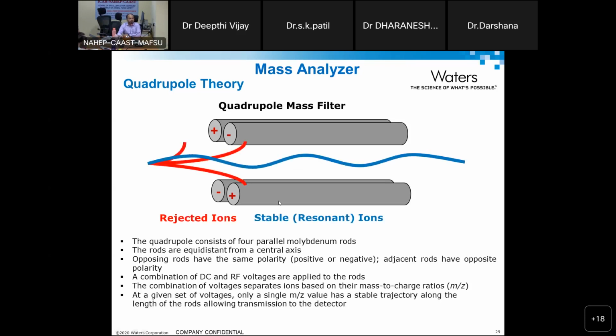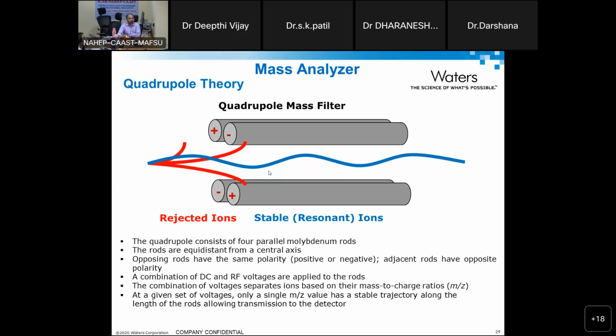Okay, so basically, suppose there are 3 different ions with 3 different m/z values. Let's say ion A has an m/z value of 50, B has 100, and C has 150. So the lighter ion, which has a lower m/z value, will travel first through the quadrupole, followed by the heavier ion. Ion A, being the lightest with the smallest m/z value of 50, will travel first as compared to B.